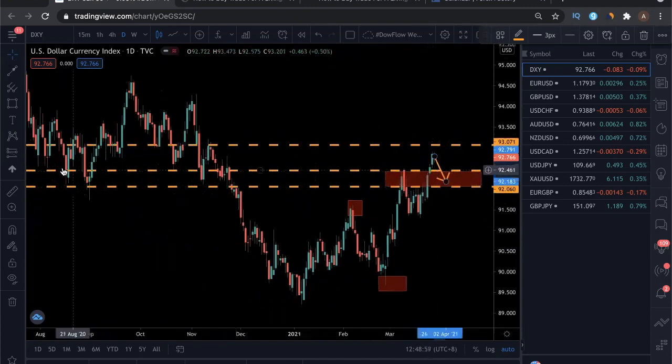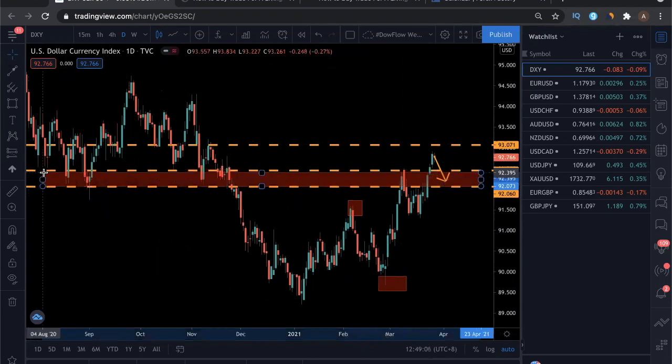So how did I get this zone? If you just look back historically, you can see that this entire zone over here, let me just extend it out. If you extend it this way, you can see that this is actually a very strong zone. And of course, this is the recent high.